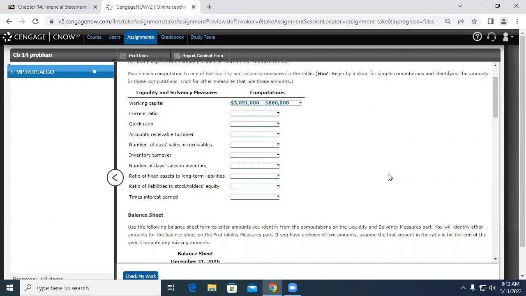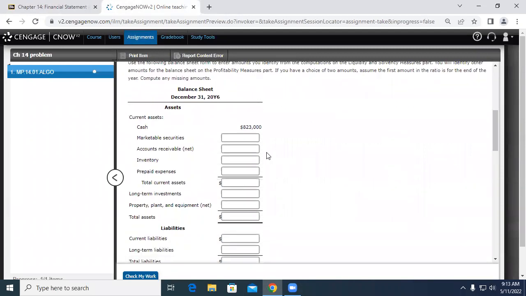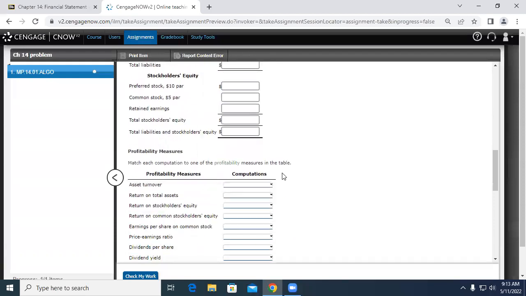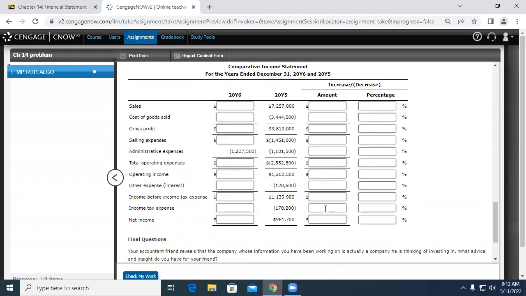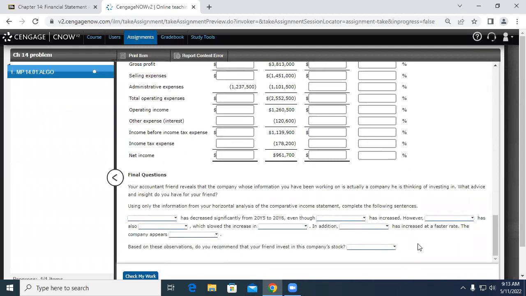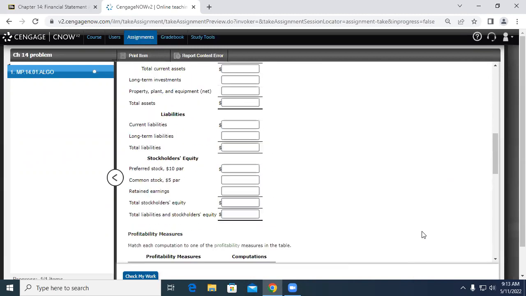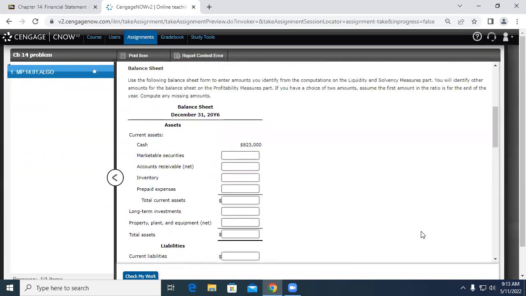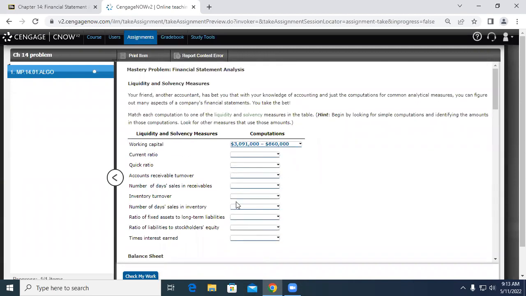Before I go any farther, the other piece in this exercise is we have to fill in the blanks on this balance sheet and on this comparative income statement. And then at the very end, we have to answer a couple of questions. Those I'm confident you can do on your own. So we have to fill in some blanks here based on what we have in these computations.